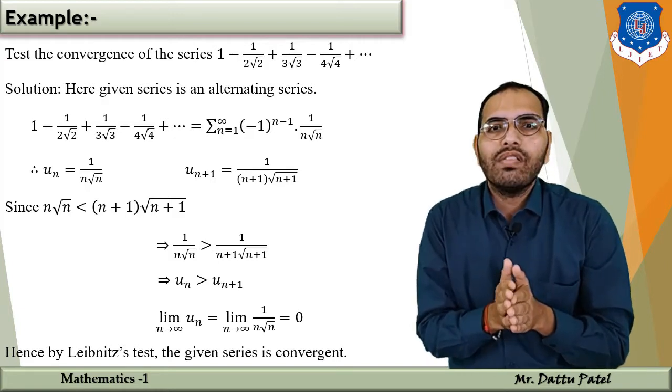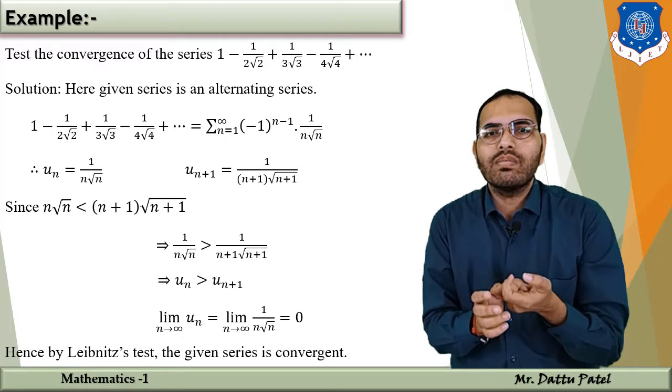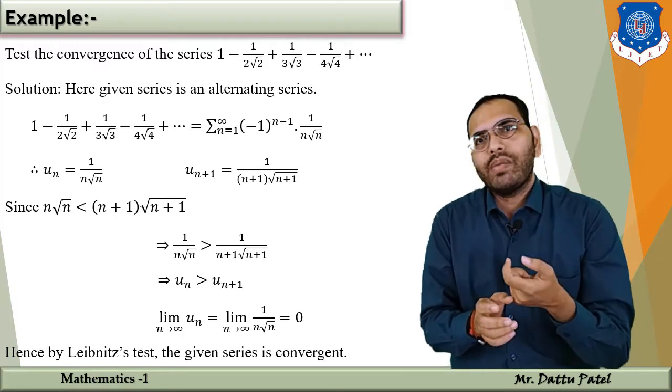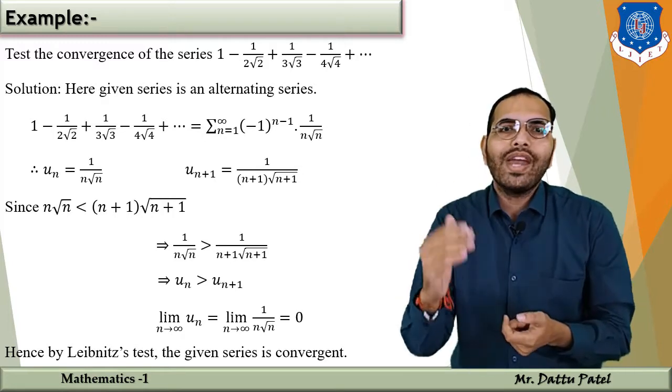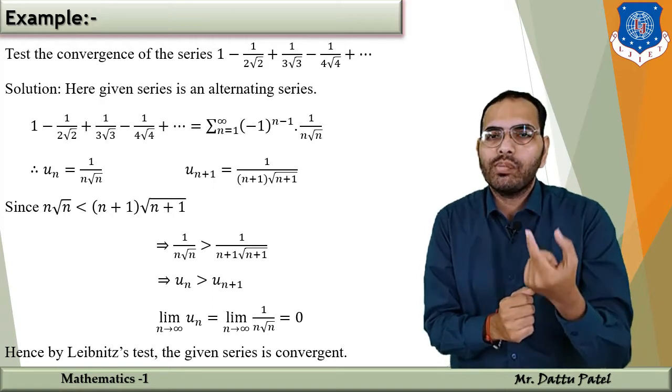Then in general form the series becomes summation n equal to 1 to infinity of minus 1 raised to n minus 1, times 1 upon n root n. Here un equal to 1 upon n root n.